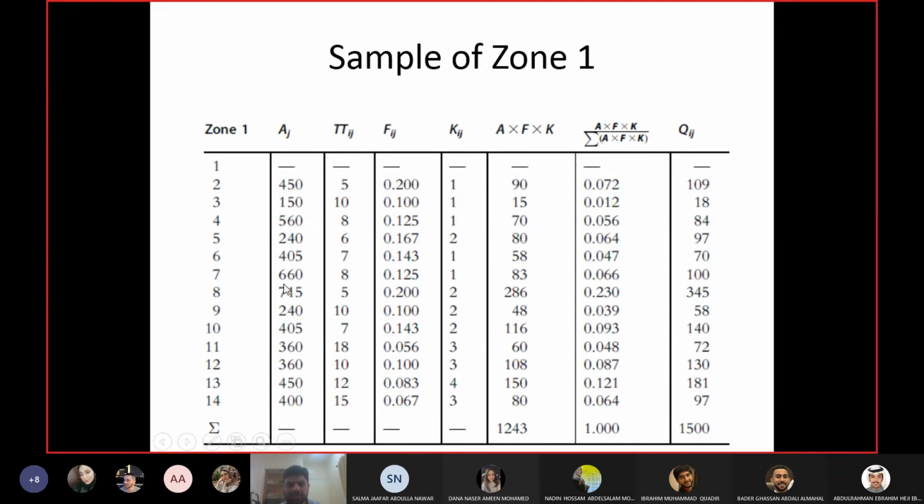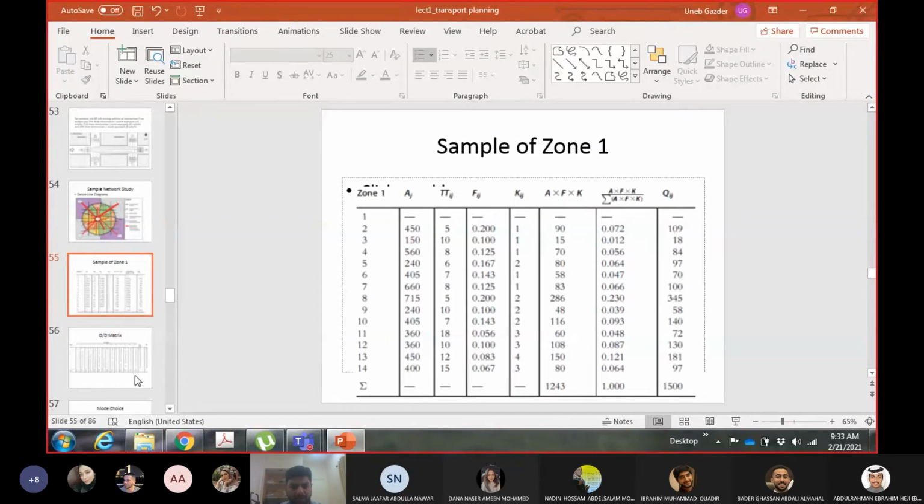Obviously these factors will not change, because for all the other zones they have taken the number without any problem. So there is no problem here. The only problem was they took 1500 as the total number of trips produced from zone 1, which is, I think, from the previous example. I think they just took it and started with the calculation.